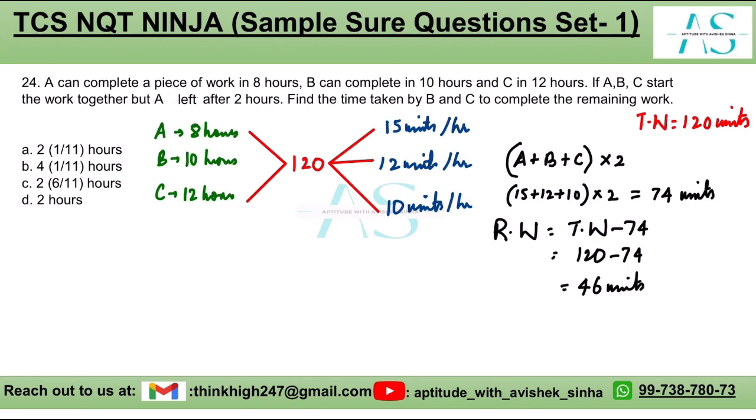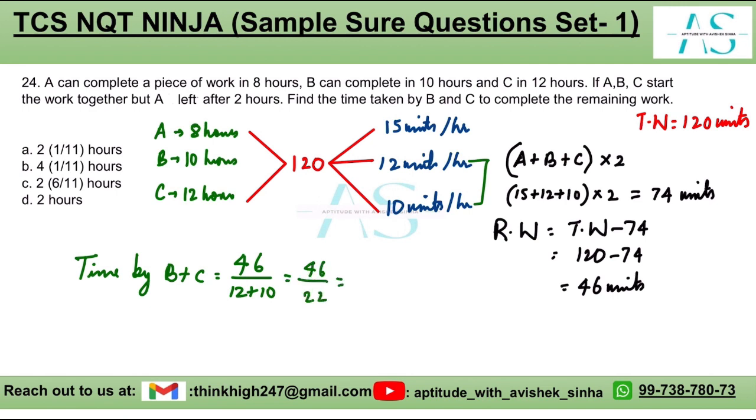Right? These 46 units must be finished by B and C. So time taken by B plus C is remaining work, which is 46 units, upon B plus C, which is 12 plus 10. 46 upon 22 can be boiled down to 23 upon 11. So 11 how many times? 11 2 times is 22, 1 upon 11 hours. So 2 and 1 by 11 hours, option A seems to be the correct fit here. And that is how we can mark these types of questions, always using the common multiple rule.